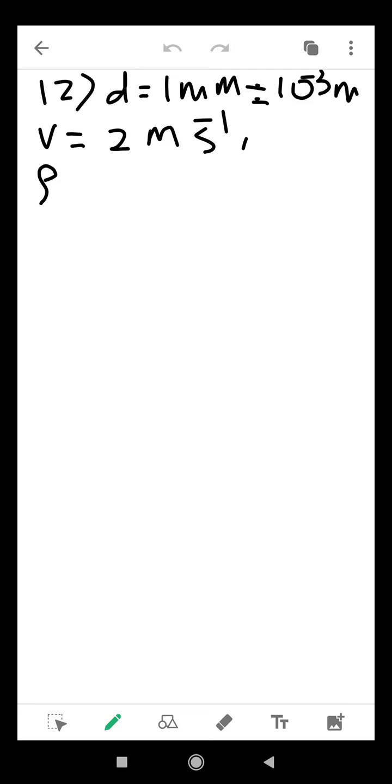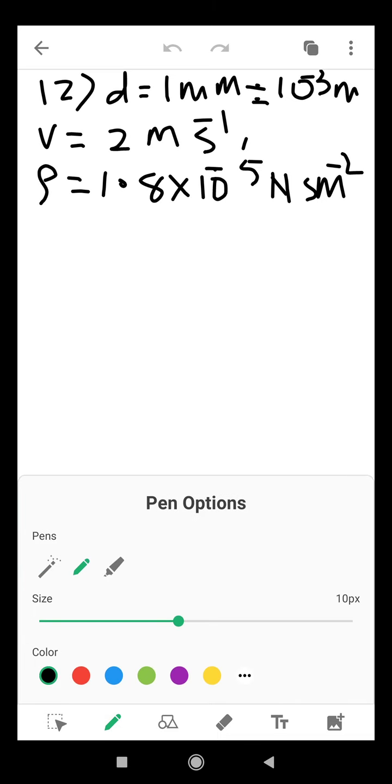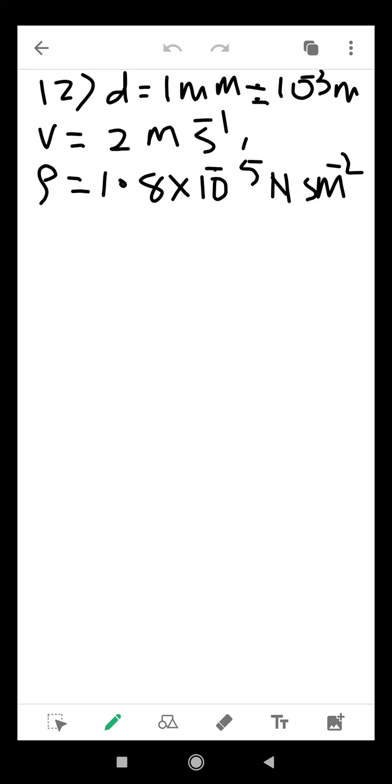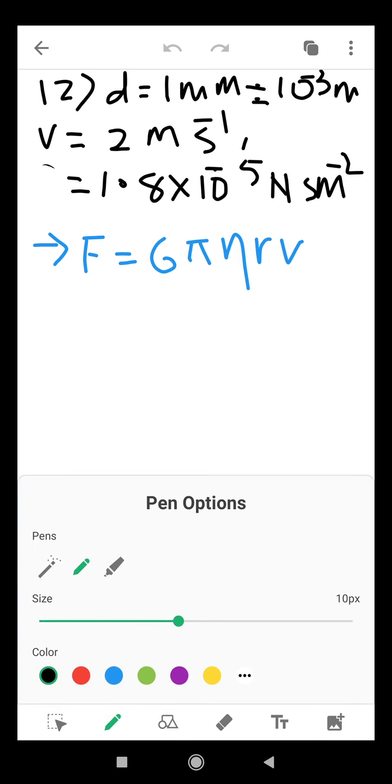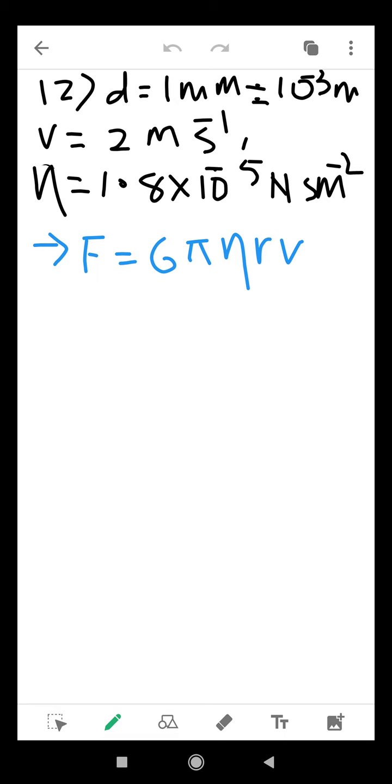It is falling through the air, so air is the viscous medium over here, whose coefficient of viscosity is given as 1.8 into 10 to the power minus 5 Newton second per meter square. The formula for the viscous force acting on a spherical body falling in a viscous medium is given by Stokes formula, and that is F is equal to 6 pi eta RV, and here the coefficient of viscosity is denoted by the letter eta.